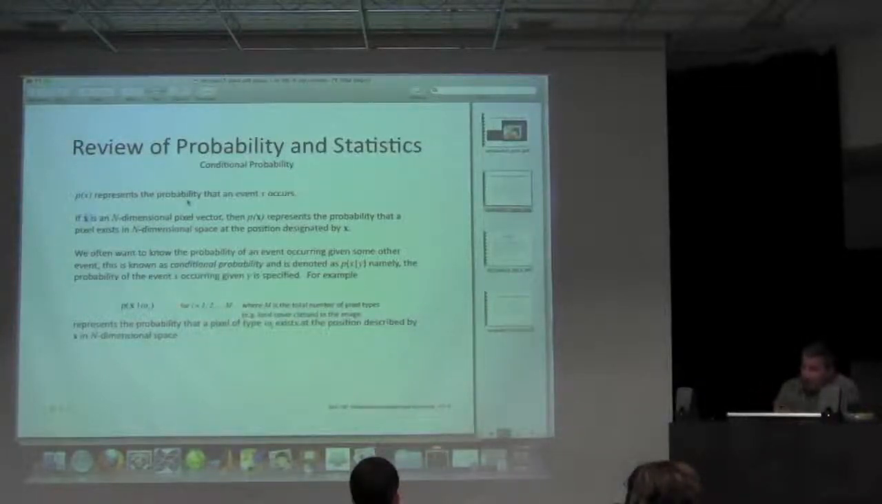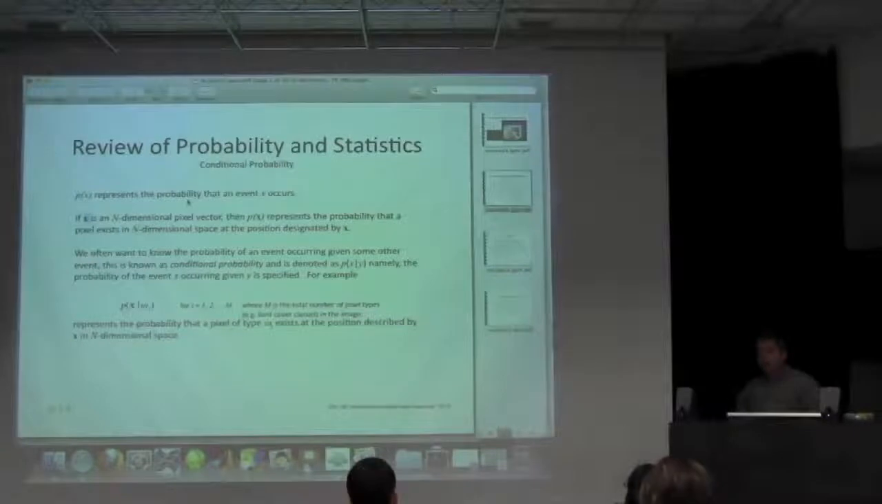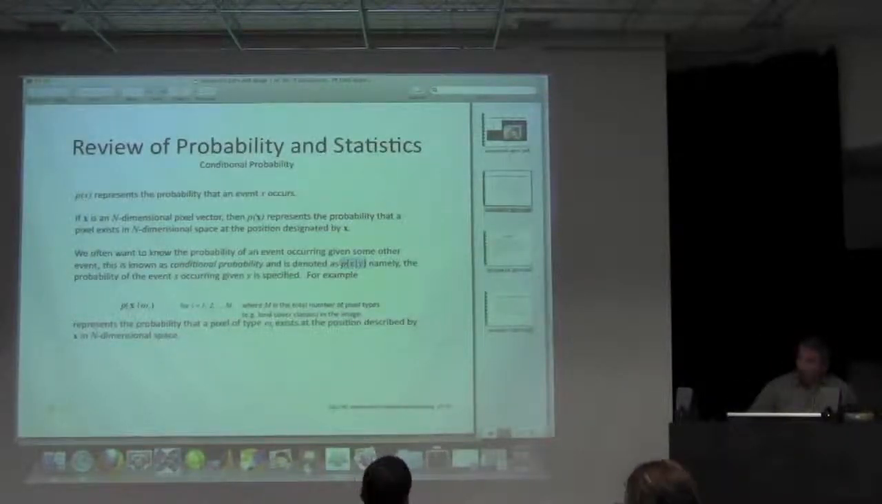All right, so we often want to know the probability of an event occurring given some other event has already occurred. And that's a concept that you've seen before called conditional probability. Normally you denote it like this, where you say the probability of X occurring given that Y has already occurred.